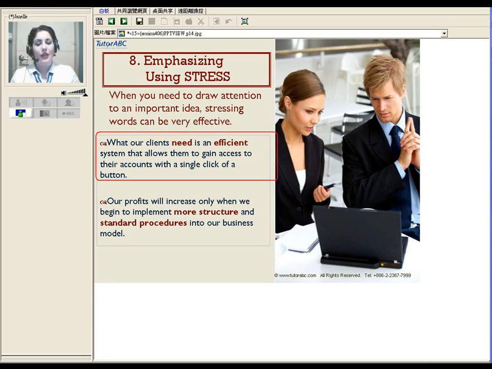Listen, what our clients need is an efficient system that allows them to gain access to their accounts with a single click of a button. What are we talking about? We're talking about the client's need. The need of what? The need to be efficient. What is efficient? It means productive without waste.